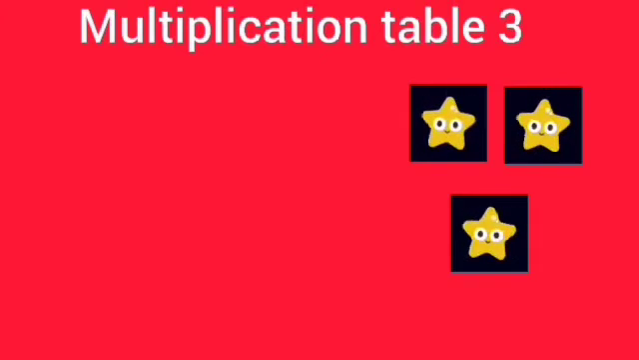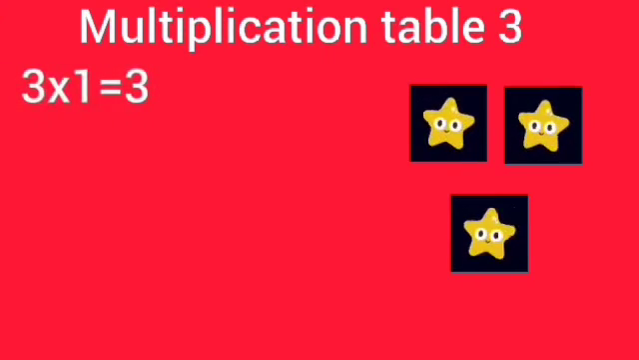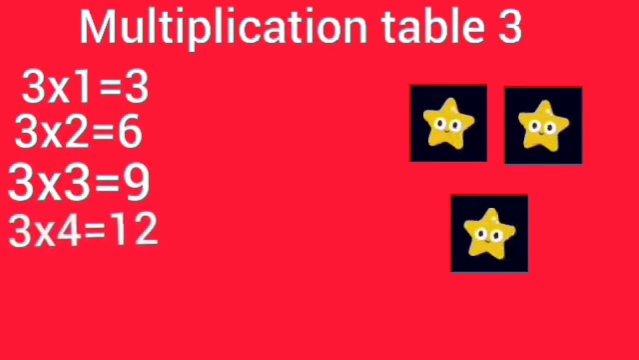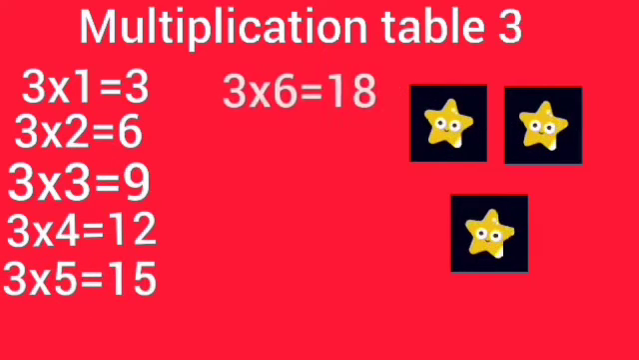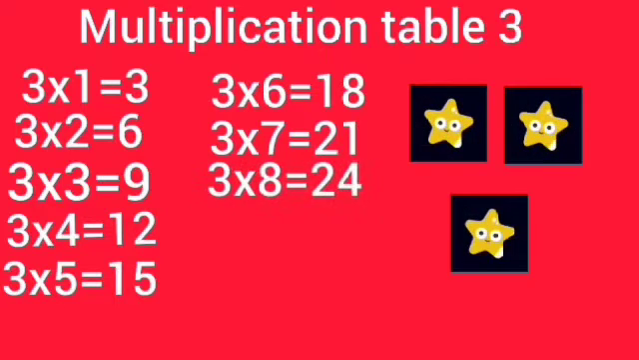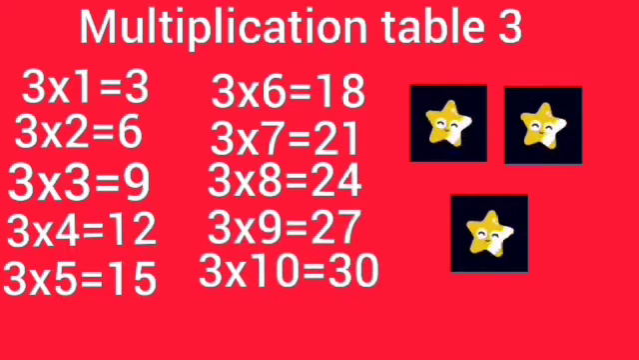Children, now we can learn multiplication table of 3. 3 ones are 3, 3 twos are 6, 3 threes are 9, 3 fours are 12, 3 fives are 15, 3 sixes are 18, 3 sevens are 21, 3 eights are 24, 3 nines are 27, 3 tens are 30.